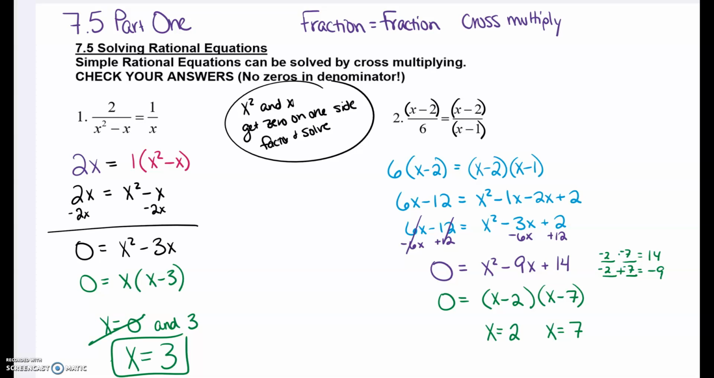Check both of those solutions in your original problem. If I plugged in 2 here, 2 minus 1, not 0. If I plugged 7 in, 7 minus 1, not 0. So in this case, both of our answers are going to work because both of our answers do not create 0 in the denominator. And that is basically it.